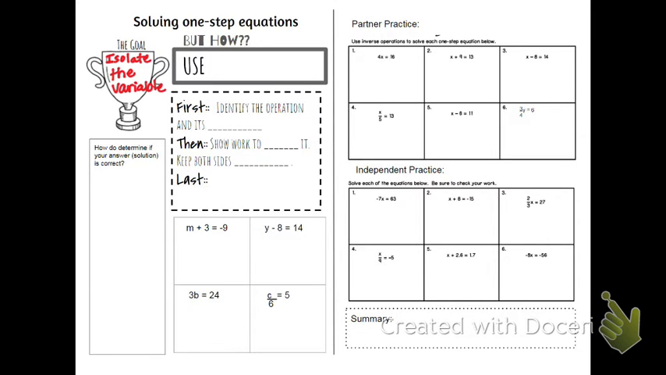Isolate the variable. Okay, now think back to 6th grade. How did we do that? We used inverse operations. Now, inverse is the same thing as opposites. So, first thing we do is identify the operation and its opposite. Then we're going to show the work to undo it and keep both sides balanced. And what that means is whatever we do to one side, we do to the other.